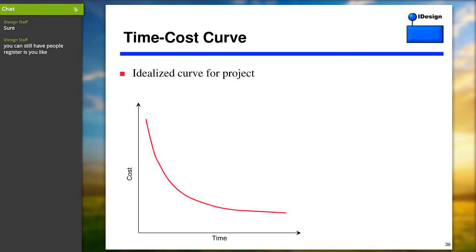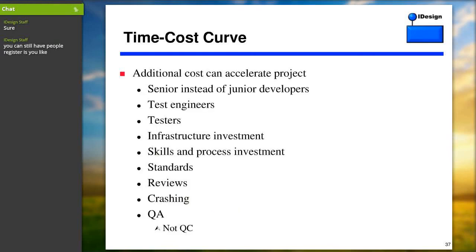This has nothing to do with your project. All human efforts behave this way. This also has to do, by the way, with the second law of thermodynamics, and there are some other reasons why this is so. So don't try and change the nature of the universe. Your project will behave this way. However, this is the idealized curve. This is not the real way the project actually behaves. Now, we'll discuss in a second why. It turns out that if we spend more, we can accelerate the project.